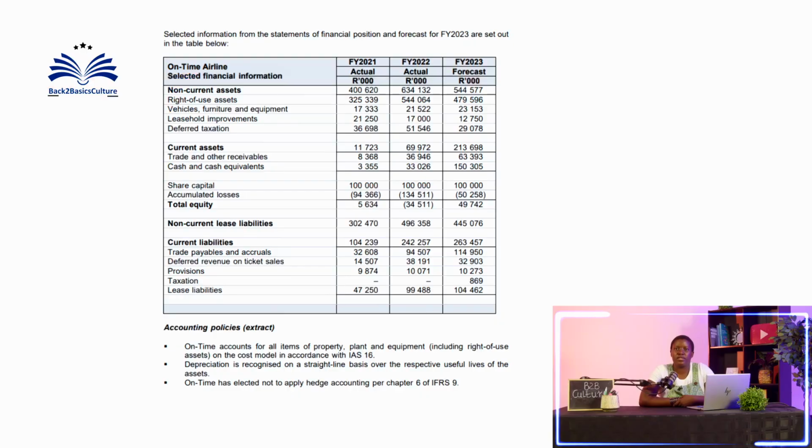Now let's have a look to see if they describe exactly what this deferred revenue on ticket sale is. Okay. Already I can think back to where they mentioned that there are customers who make purchases for future travel. Maybe that's what this deferred revenue relates to. Okay, I'm just thinking and trying to link at this point in time. Okay, then we see an extract of the accounting policies there.